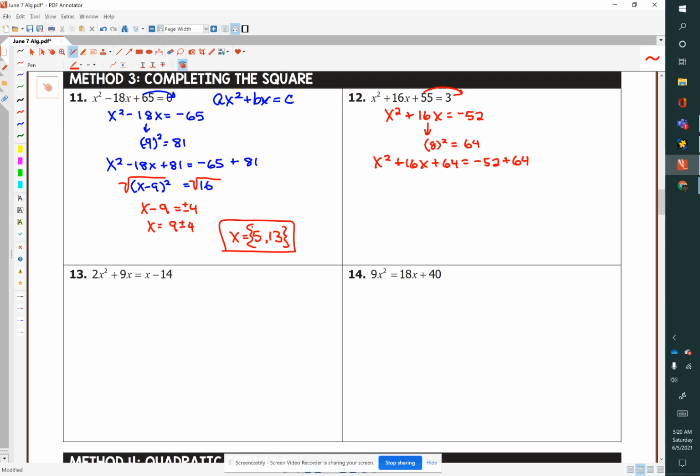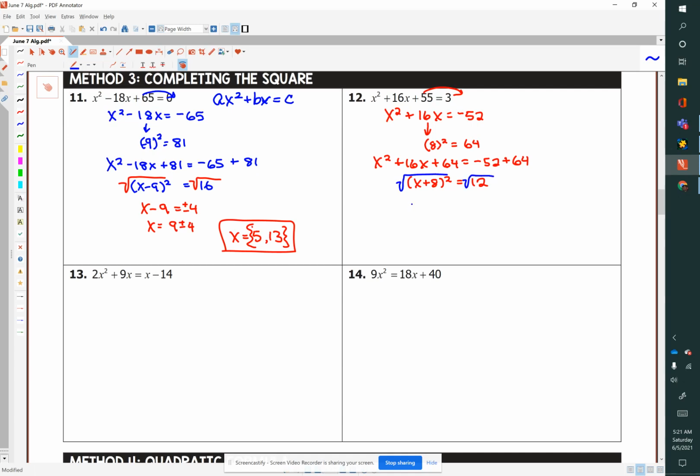And when we factor the left side, we need two numbers that add to 16 and multiply to 64, and that would be 8. So when we factor the left side, we have x plus 8 squared equals negative 52 plus 64, which equals 12. And we're going to have an irrational answer here. We can think of that 12 as 4 times 3. So we will take the square root of the left side and the right side.